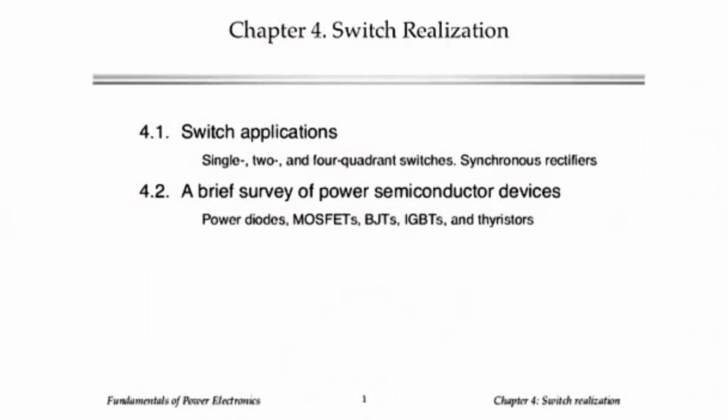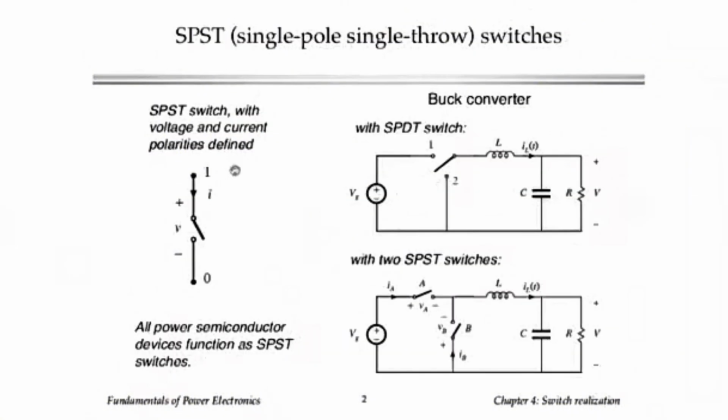So there are two major topics that we're going to discuss. The first is when we have an ideal switch, how do we decide whether we replace it with a transistor, a diode, or something else in order to make it work in the power converter application? And I'm going to introduce in this lecture the idea of single quadrant, 2 and 4 quadrant switches and how to decide which one of these we're going to use depending on the application.